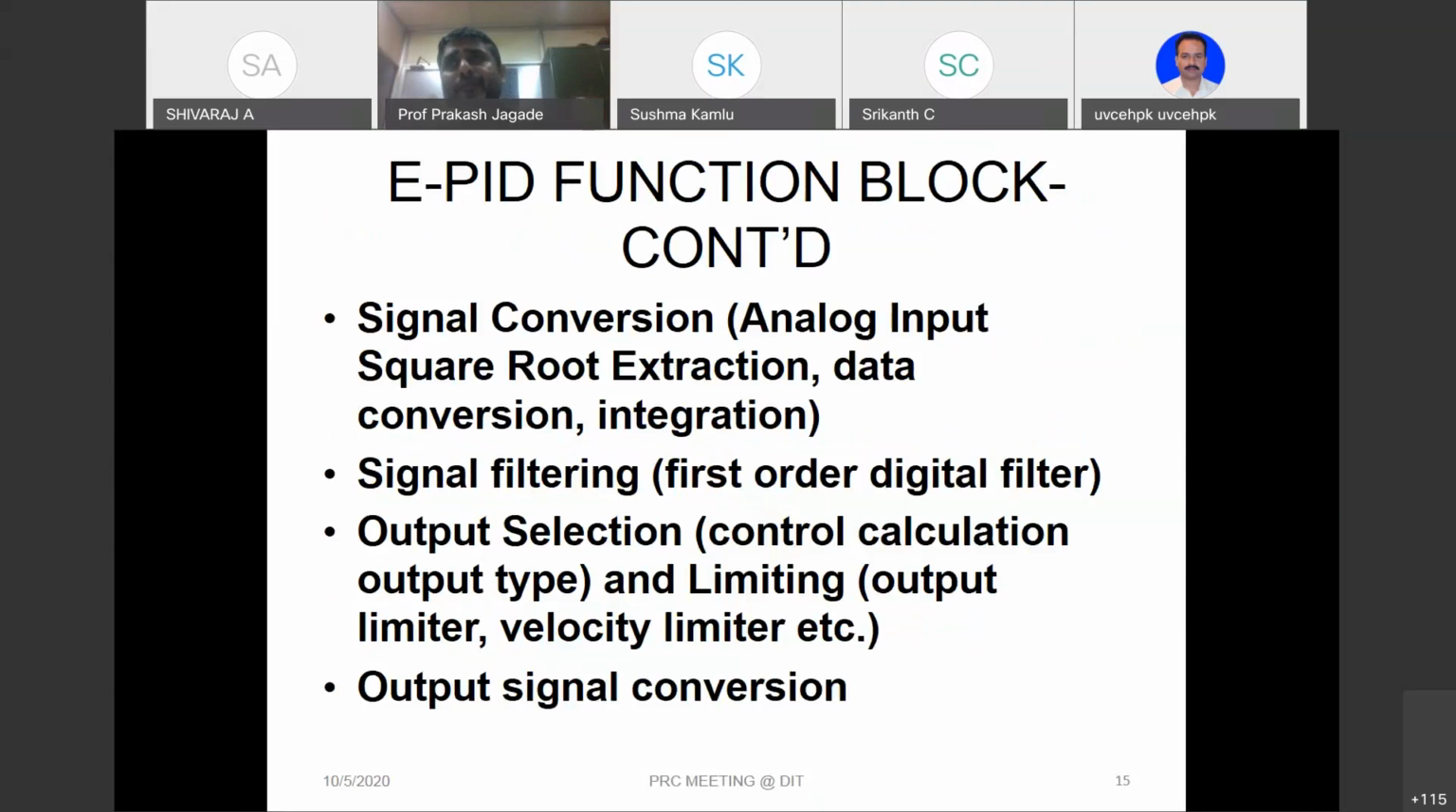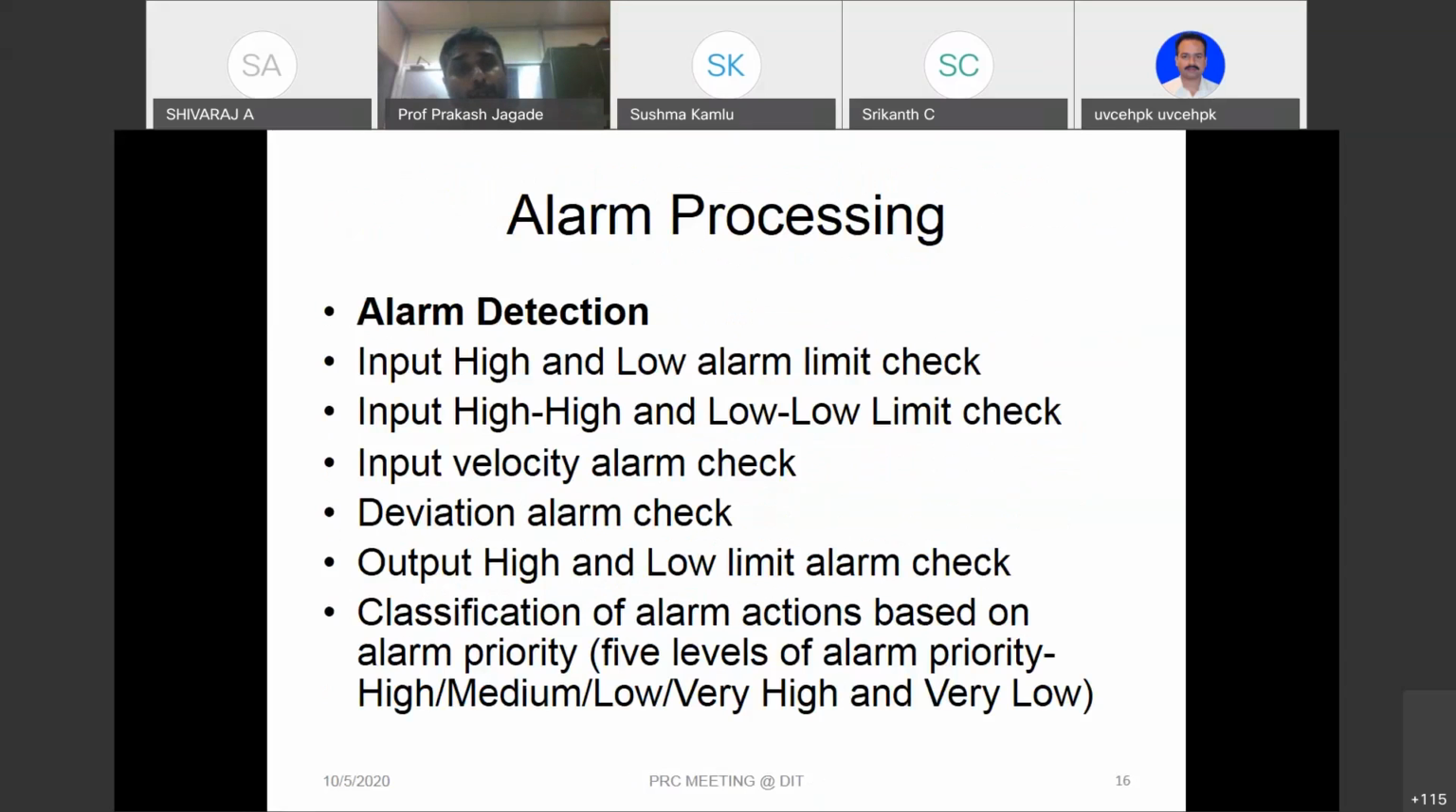And various other functions which this PID controller block will do have also been highlighted here. We can do even alarm processing inside the PID itself. That is, not only PID control computation, alarm processing also will be carried out inside the PID function.